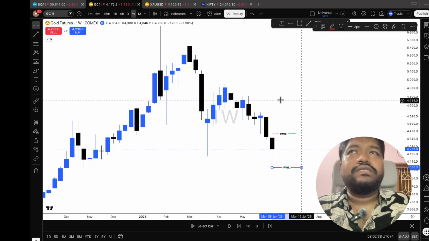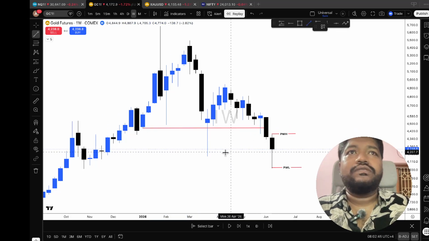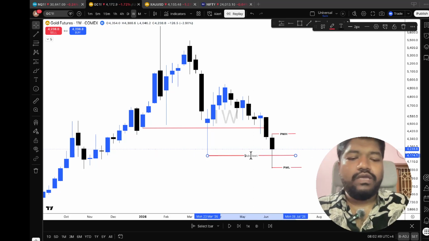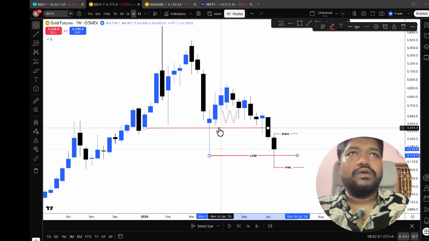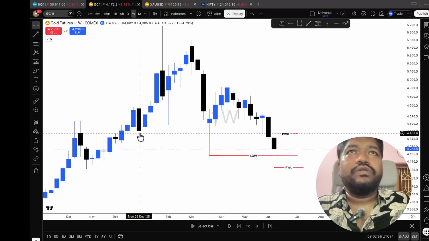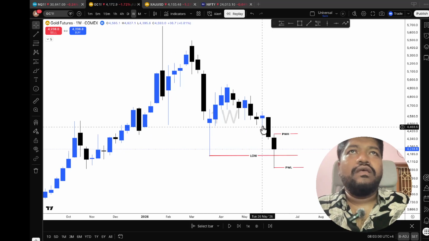The market is still in bullish mode because that was my last low, but ideally the low is shifted to here. So this is basically my weekly low now. I'm just removing that. You can see it is not yet broken. So this is my last low which was shifted to here. So the market is still bullish.